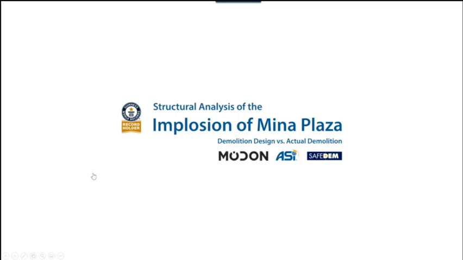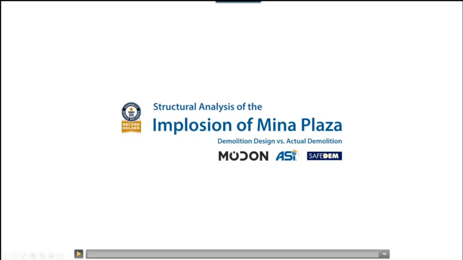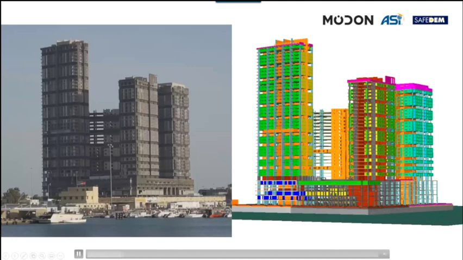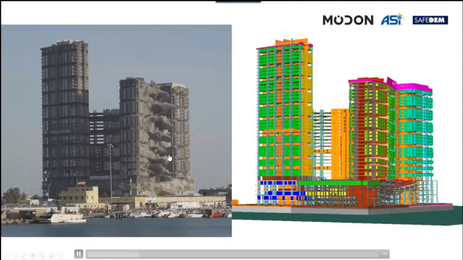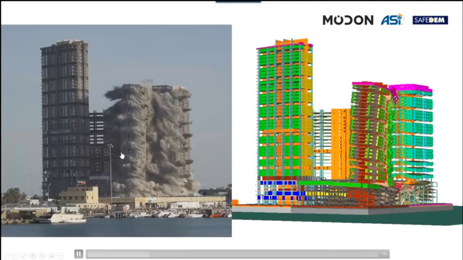So before the demolition, he wants to make sure that the building is going to fall according to the plan he has designed for the implosion. So we see here a comparison between what we have predicted versus the actual case that happened.